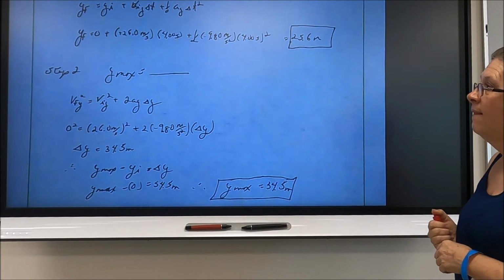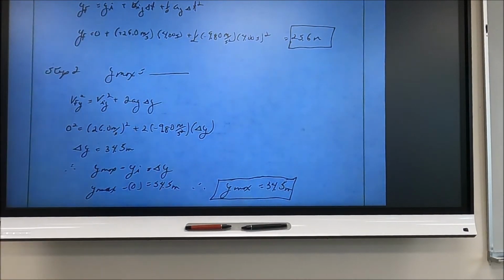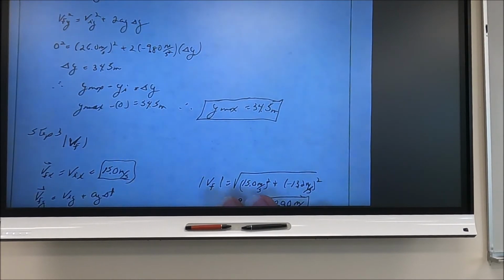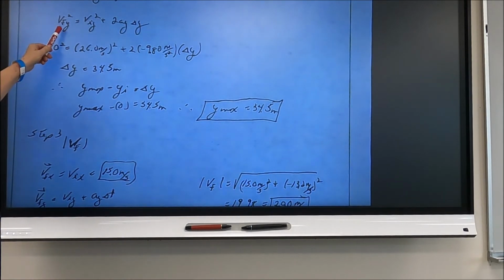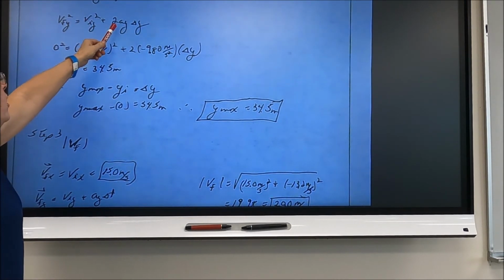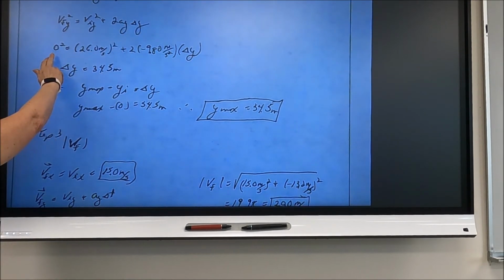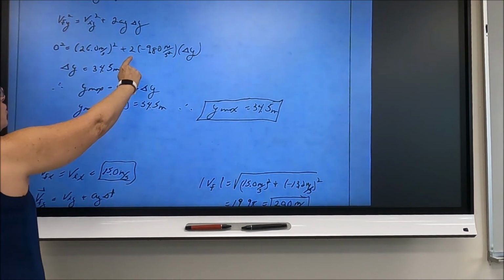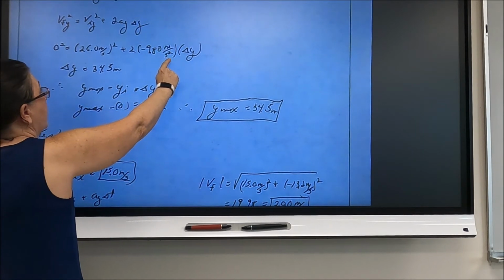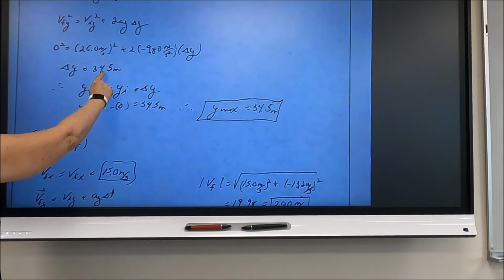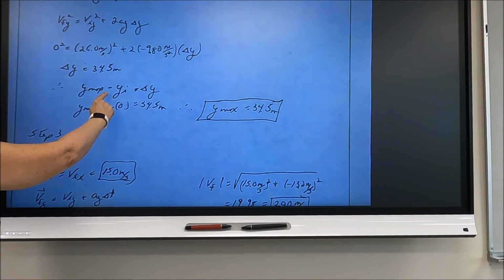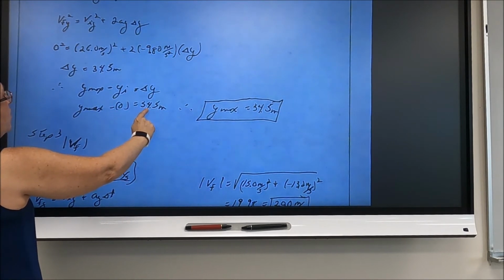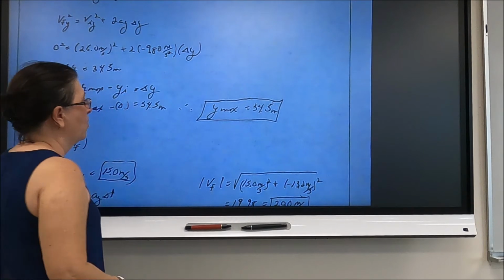Okay? Now, step 2, the second thing we were asked to find was y max. Well, I'm going to use one of my favorite equations. V final y squared equals v initial y squared plus 2 a_y delta y. So I've got 0 squared equals 26.0 meters per second squared plus 2 times the minus 9.80 meters per second squared delta y. Delta y is 34.5 meters, so y max minus y initial equals delta y. y max minus 0 equals the 34.5 meters, so y max is 34.5 meters.